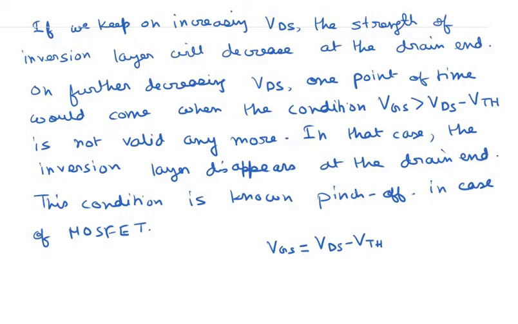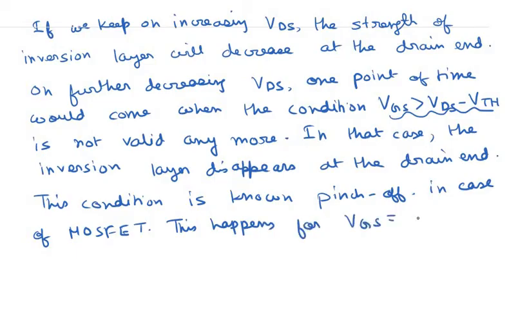Okay, VGS greater than VDS minus VTH denotes that a channel is induced at the drain end, or the drain end has a channel. Then when we increase VDS, this condition is met, VGS equal to VDS minus VTH, and when this happens, the channel just disappears at the drain end, and then this pinch off condition is made, or the channel is pinched off, and this happens for VGS equal to VDS minus VTH.